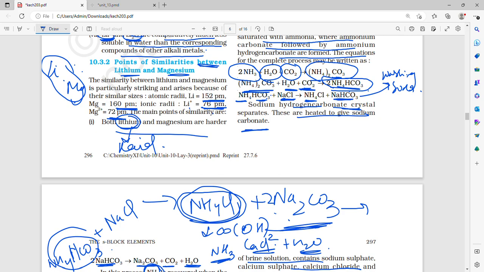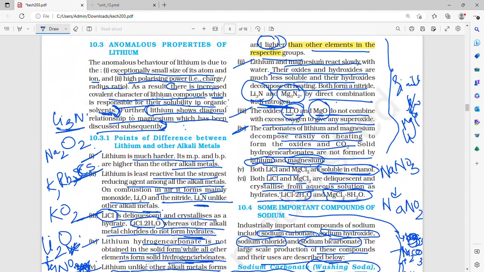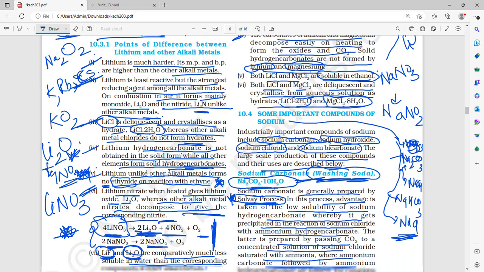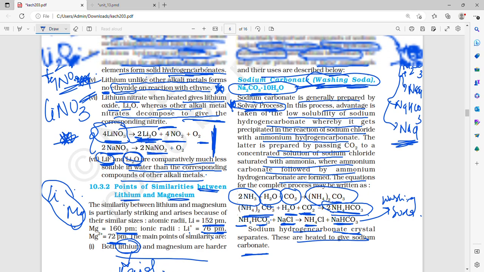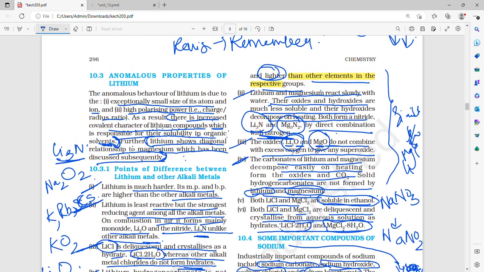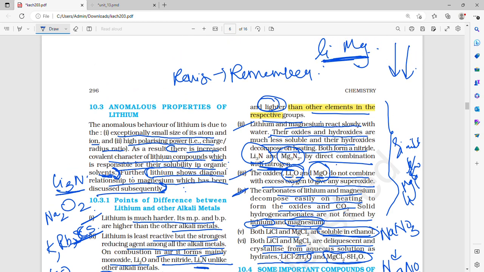The main points of similarity between lithium and magnesium are: both lithium and magnesium are harder and lighter than other elements in their respective groups. So lithium and magnesium are both much harder. That is, all other alkali and alkaline earth metals are soft, whereas both of them are harder and lighter than other elements in their respective groups.